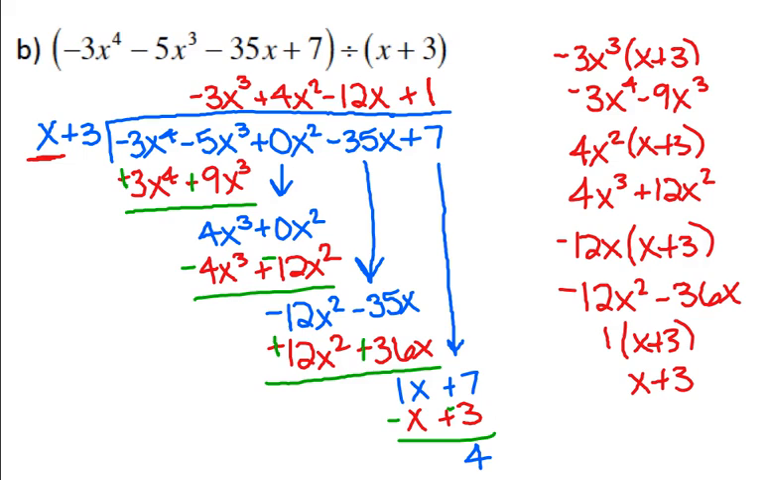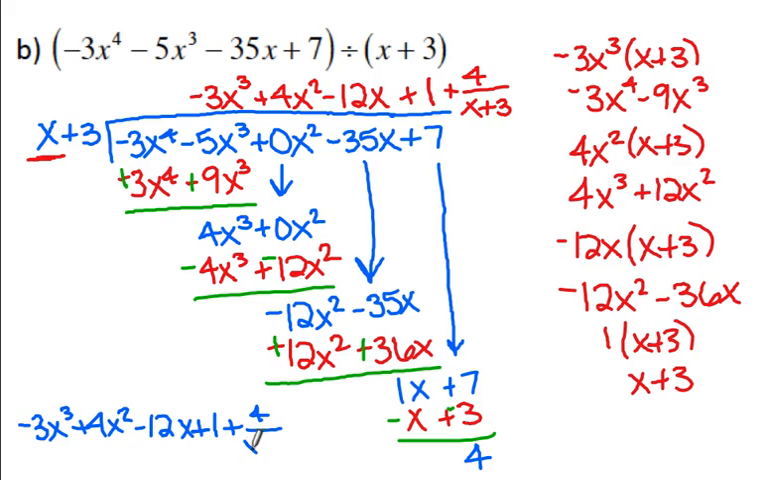If you have a remainder, what you're going to do is you are going to tack it at the end of your answer over here. Except you're not just going to put plus 4, because that wouldn't make any sense. You're going to put plus 4 over what you divided by, which in this case we divided by x plus 3. So our final answer, which I'm going to put over here, is negative 3x cubed plus 4x squared minus 12x plus 1 plus 4 over x plus 3.